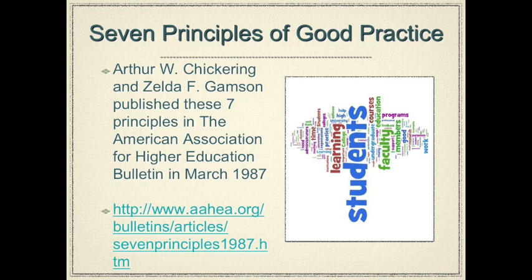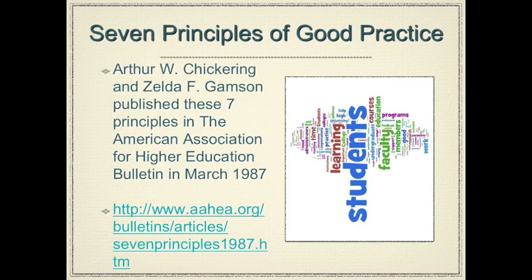Basically what a Wordle is, you can take a document, let's say an essay. I do this with my students sometimes. I take their essay and they put it into this web site called Wordle.net, and what it does is it outputs this picture with all of the words. And the words that are used most frequently in the document stand out. So here you can see that students stands out the most. And what I did was I took the article that Chickering and Gamson wrote in 1987 and I put it in the Wordle, and this is what came out.